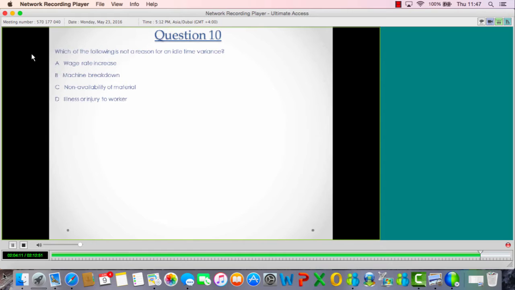What about the third one? Non-availability of material. It could also result in idle time, right? Say, for example, a supplier delays a material that is vital for production. Then you can't work. The workers will have to wait until the supplier brings the product, so the workers will be idling. But during those hours you need to pay. So B and C look like they are correct. What about the third one?